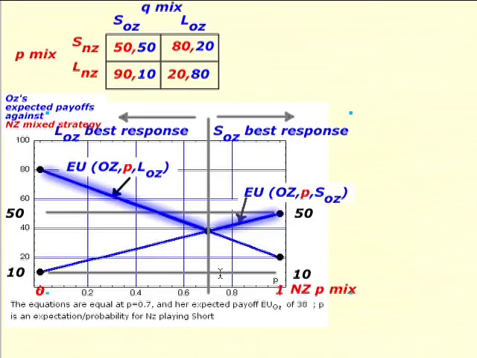So that particular red probability of 0.7, that particular PMIX of 0.7, where 70% chance on going short for New Zealand, 30% chance of going long, has the property that Australia has the same expected payoff. If they play short, if they play long, they're going to get the same expected payoff because the height of those two graphs is the same right at that point. Okay? It looks like about 40 is what their expected payoff is going to be, but don't forget about the absolute number here. Just think if the payoff is the same.